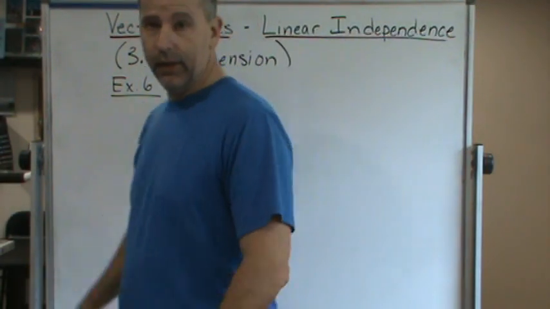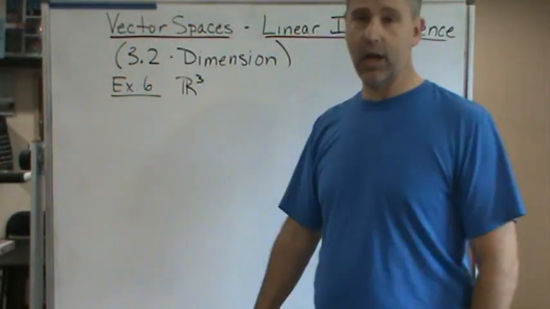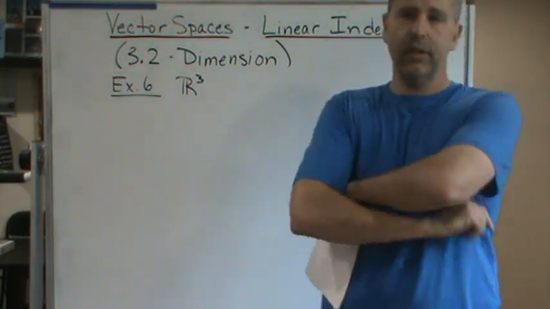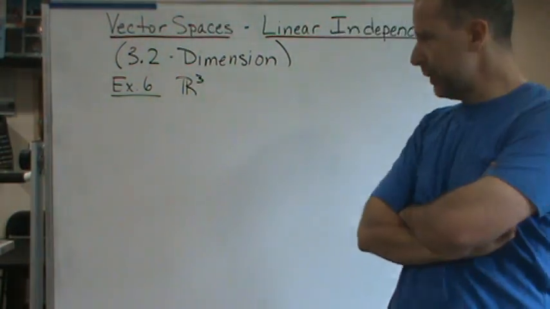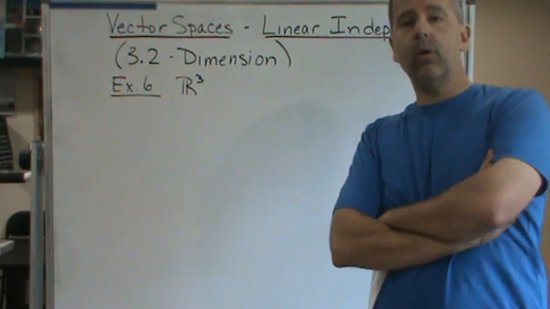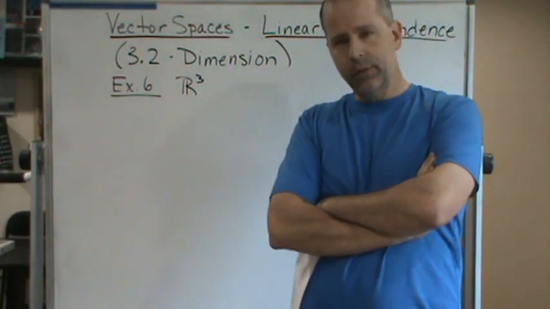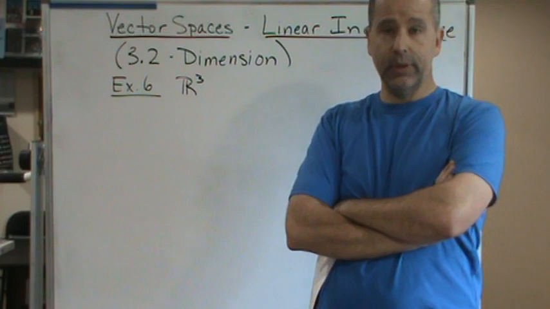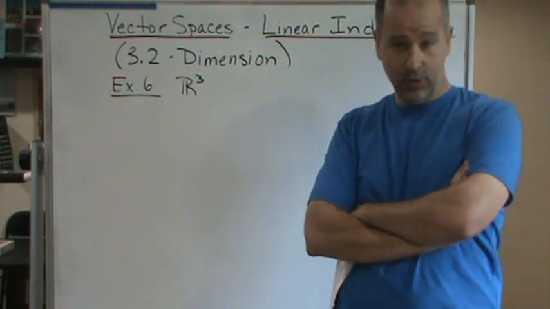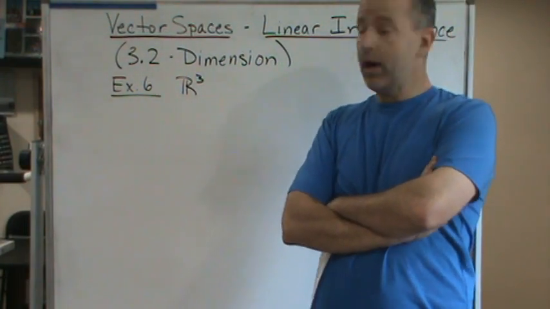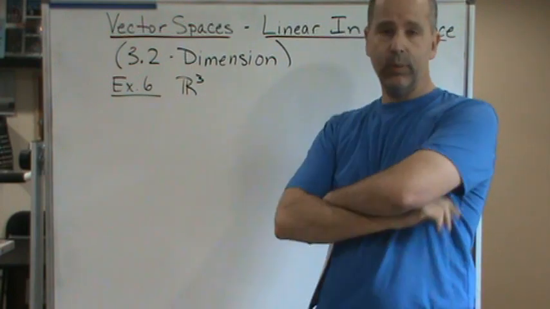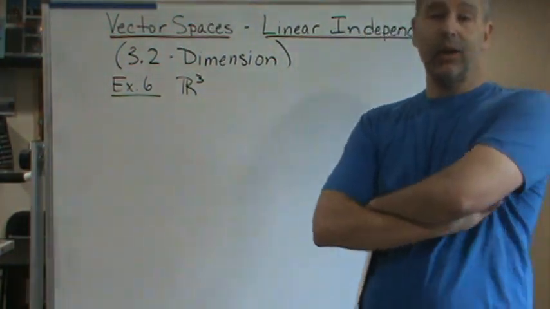Okay, so now example 6, we're going to talk about three space, R3, right? Three-dimensional space. So if you recall in a previous video, go back to your notes where we discussed the subspaces. So in your notes on subspaces, we talked about this example where we divided into categories, right?